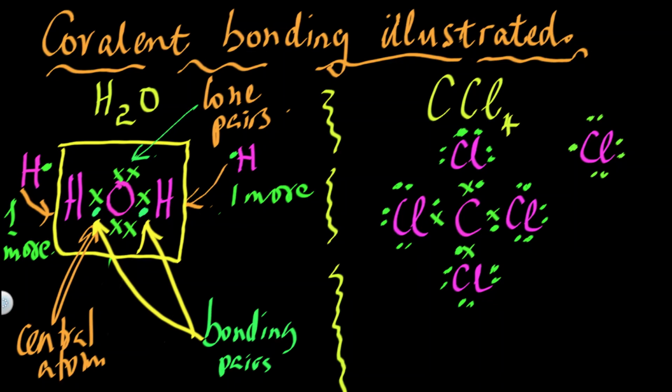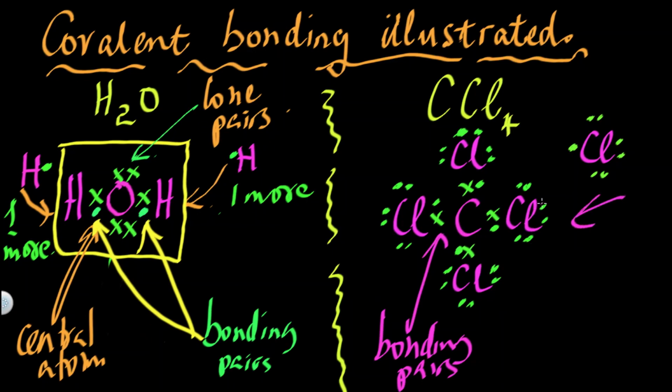So these electrons here, these are the bonding pairs, which means around carbon now we have 4 bonding pairs. But if we come to this chlorine atom, it has 1 bonding pair around it and 3 lone pairs. The others are called lone pairs. This is it. This is covalent bonding. This is how it happens.